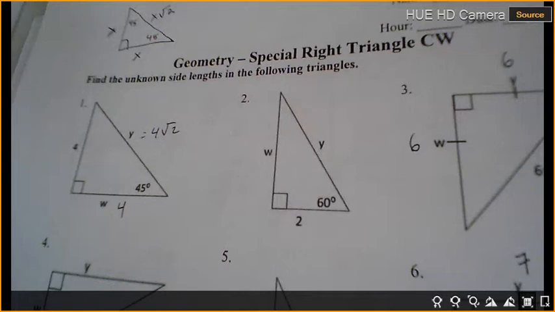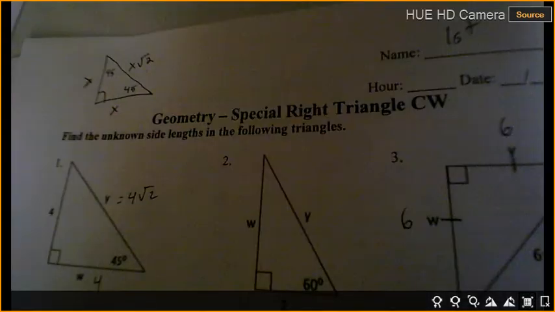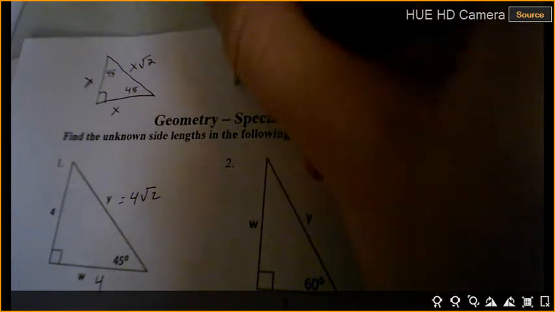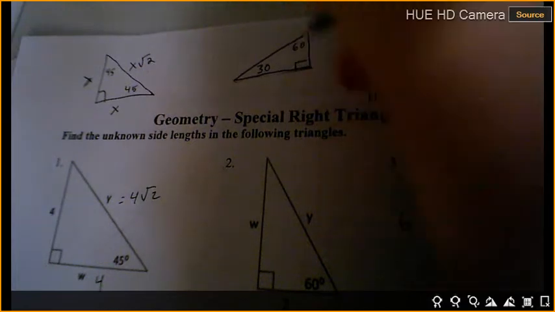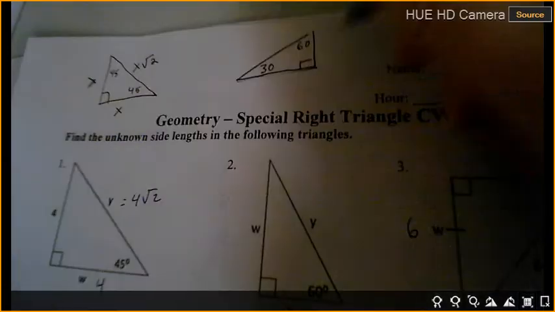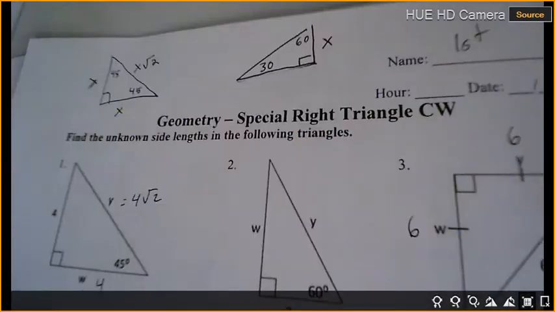All right, so we are looking at our 30, 60, 90 triangle. I recommend drawing this picture up at the top. We've got a right triangle where here's 30 degrees and here's 60 degrees and that's 90 degrees. Across from 30 degrees is what we'll call X. Basically, the other two sides are dependent on that side. If we know what X is, we can figure out the other two sides.